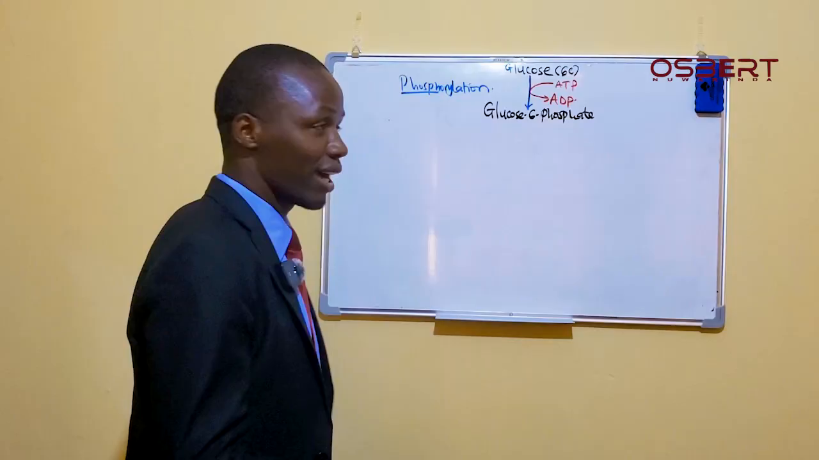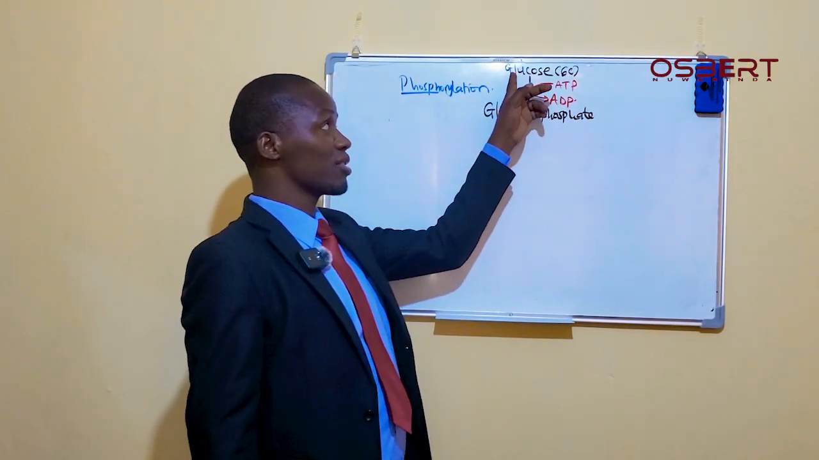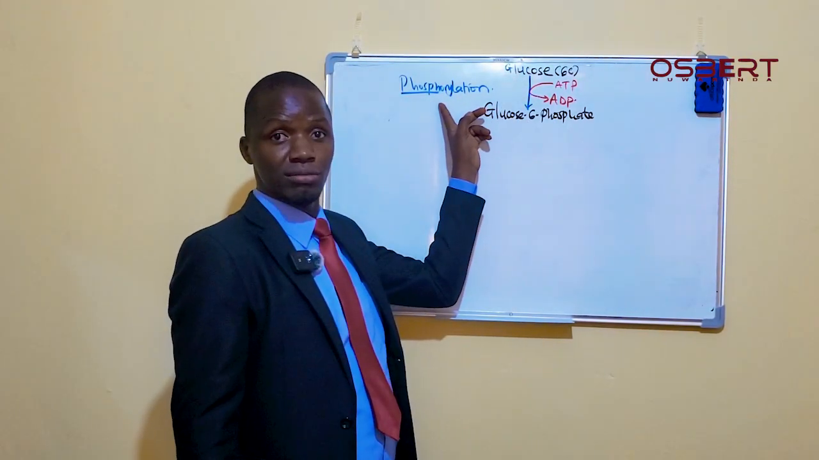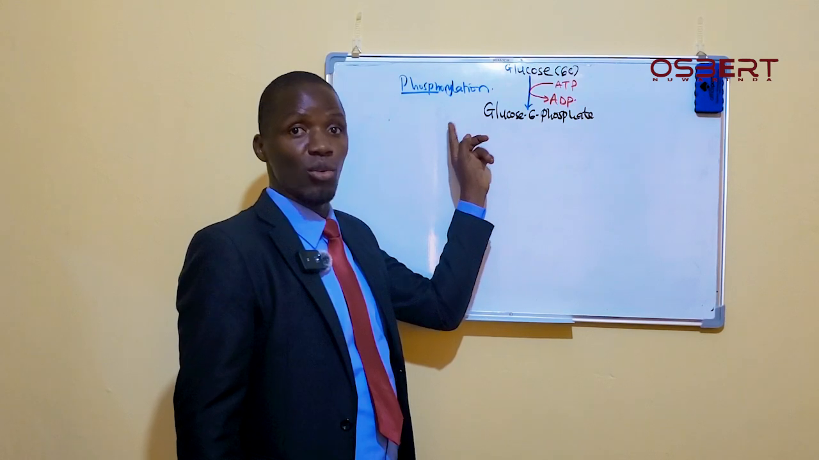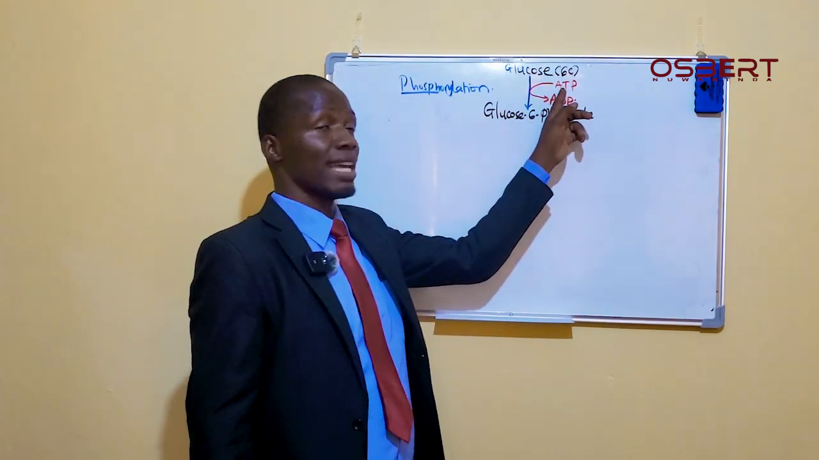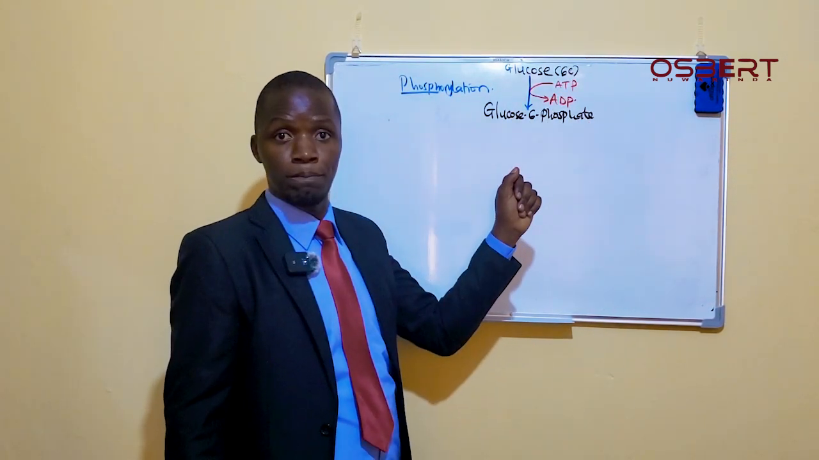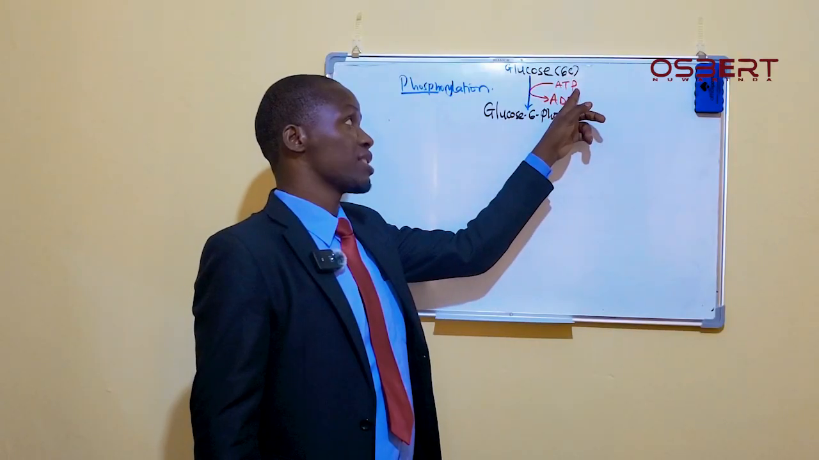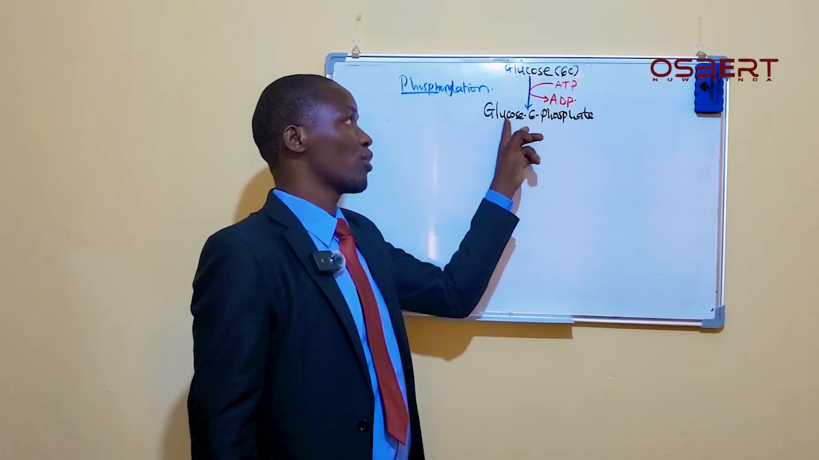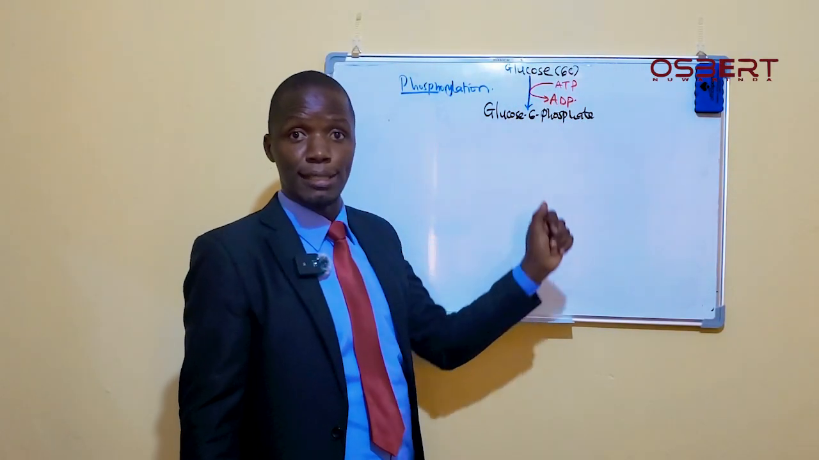Yeah, so let's go back here. So we are saying glucose undergoes phosphorylation. A phosphate is added onto it. Who helps us to add a phosphate? We are saying it is ATP. And once ATP releases the phosphate to this glucose to form glucose 6-phosphate, it becomes ADP.